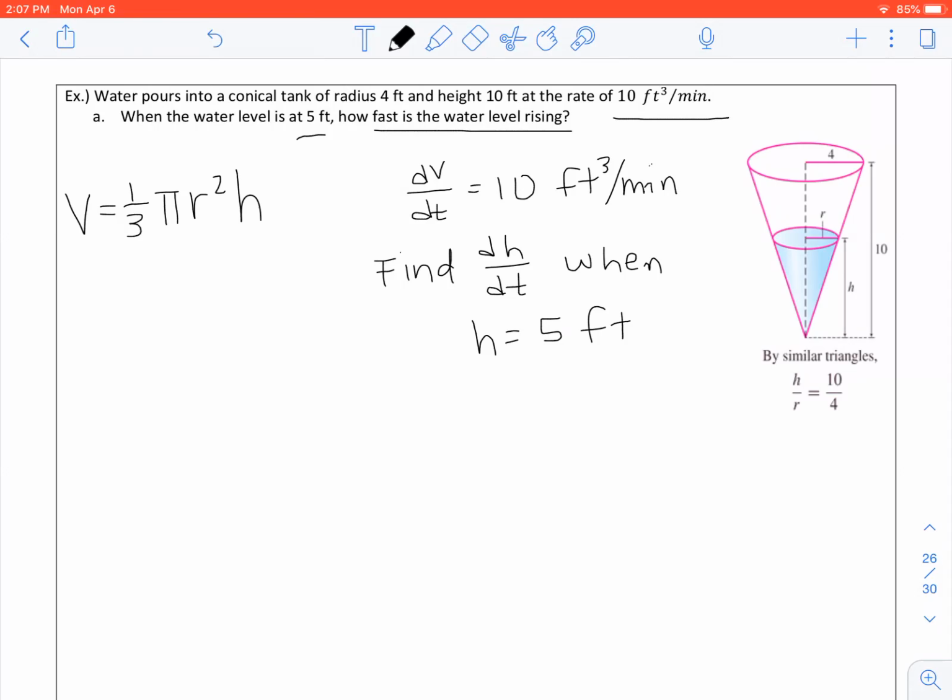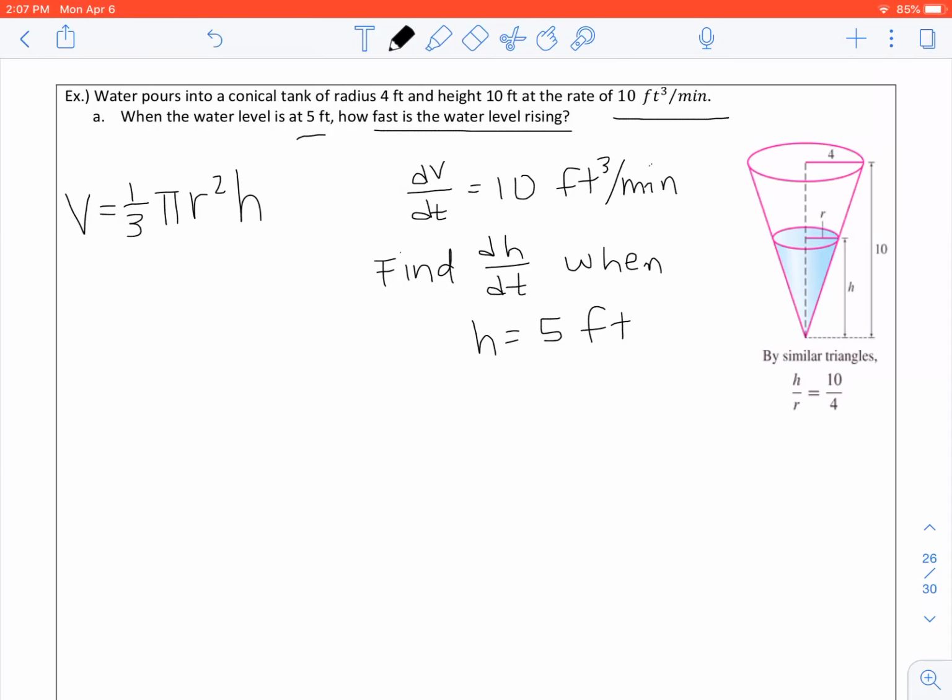So the first thing is, taking a derivative of this, you'll notice that you're going to have dr/dt's and dh/dt's and dV/dt's. So we know dV/dt. We're looking for dh/dt, and we don't know anything about dr/dt. So I need to rewrite this formula with only h's and no r's in it because that's an unknown. It's too much stuff that I don't know.